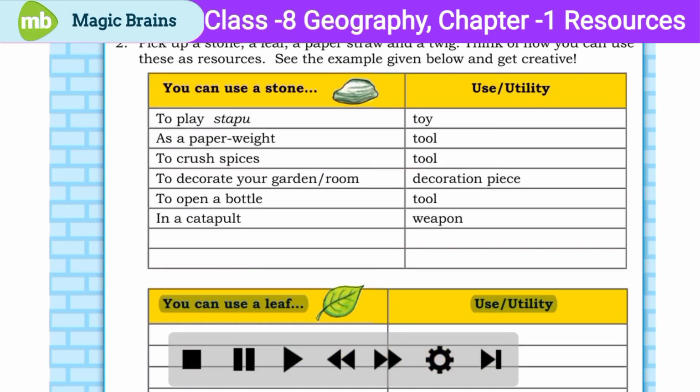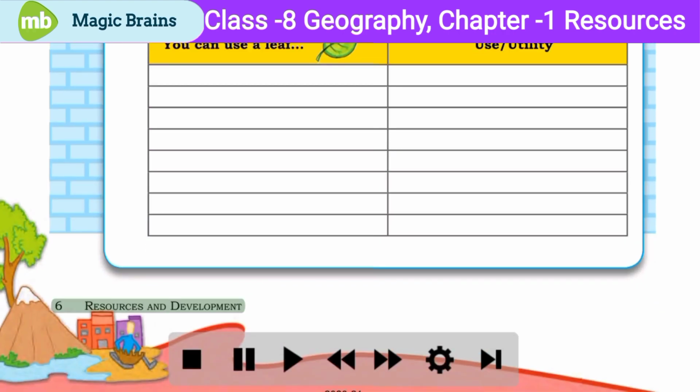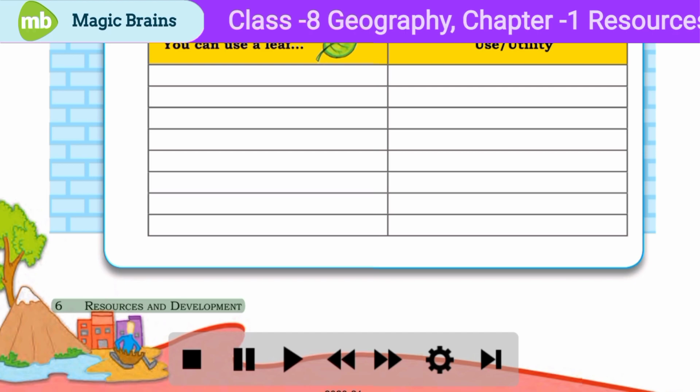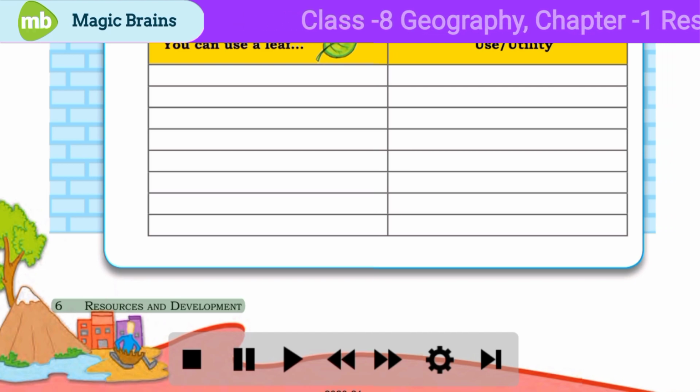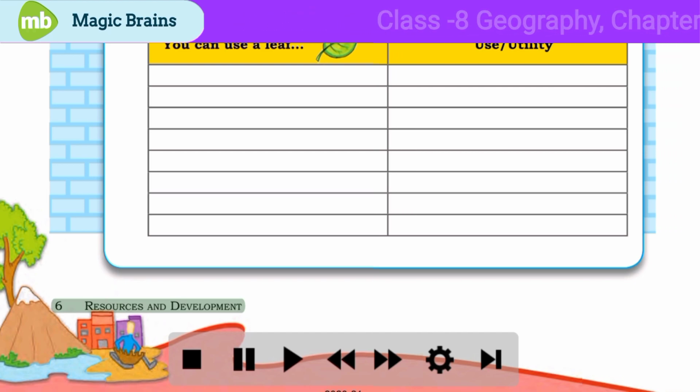There are 2 more blank spaces given here. Write 2 more uses of stone and how it is used or its utility in this. There is another table given here with question number 2. In this, there are 2 blank columns given.